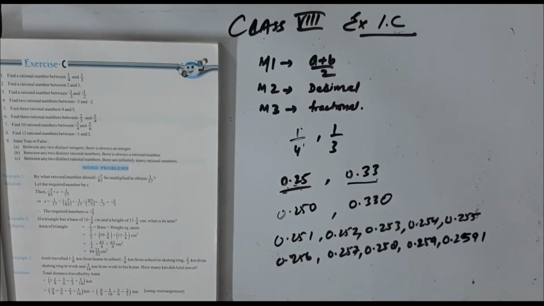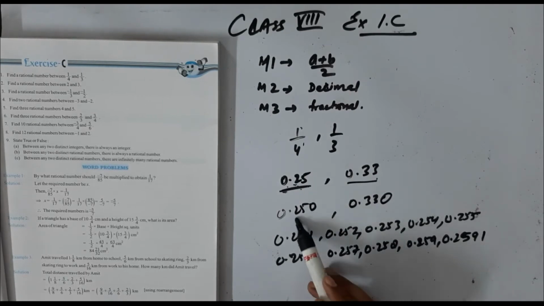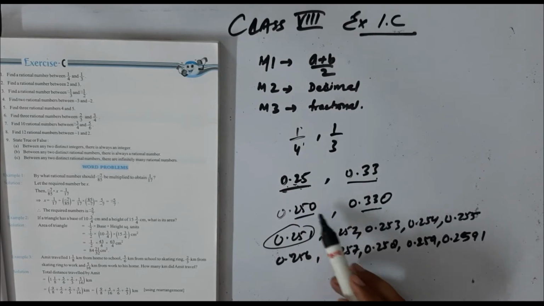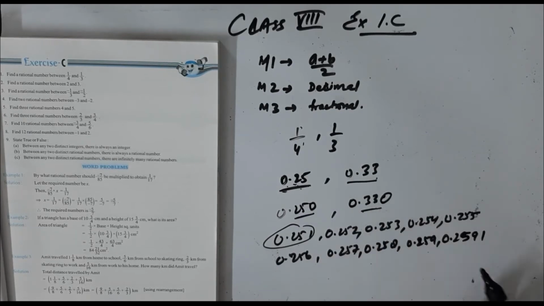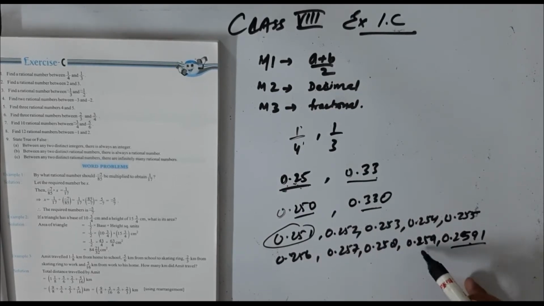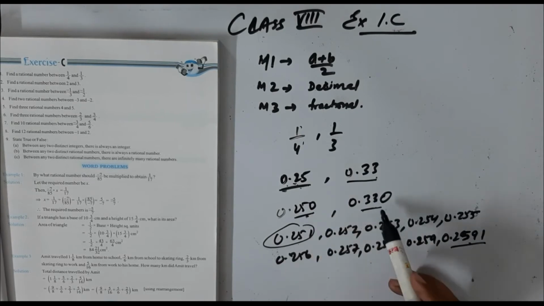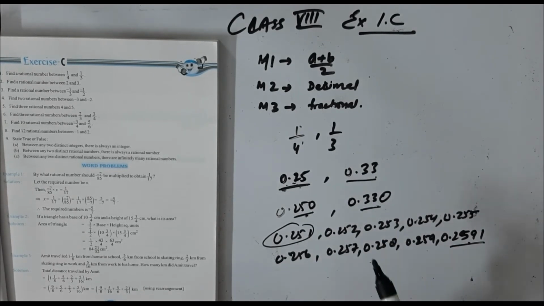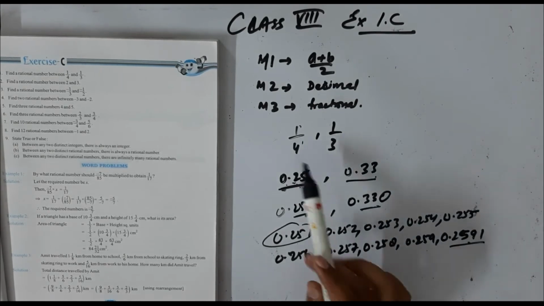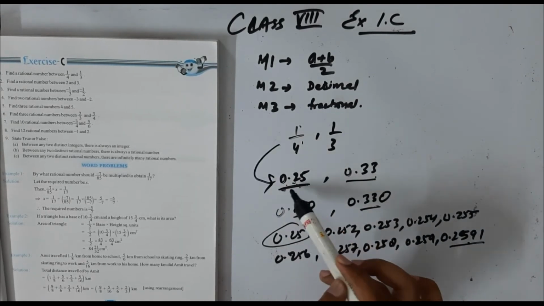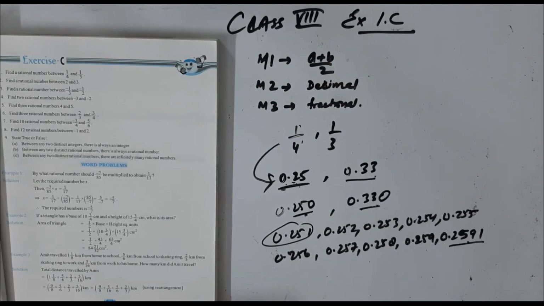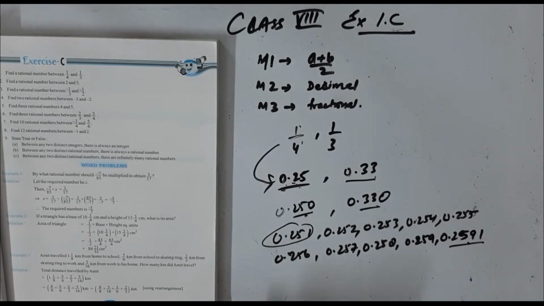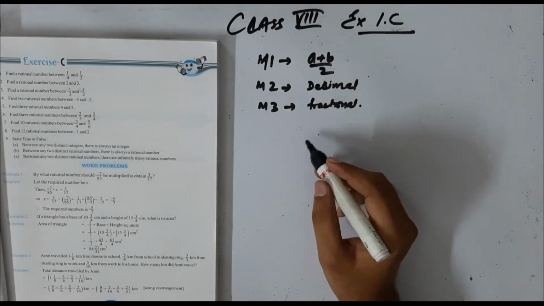0.2591. So now these are the numbers that exist between these two given numbers. This is greater than 0.251 as well as smaller than 0.3. This one also, it is greater than this as well as it is smaller than 0.3. So whenever we have to do this, we can apply the decimal method, where we have to convert everything into decimal and then write the required decimal they are asking. Let's see another method. This method is known as fraction method.